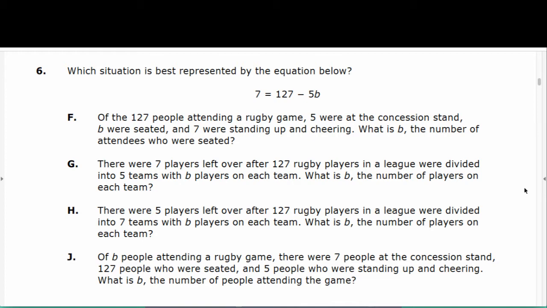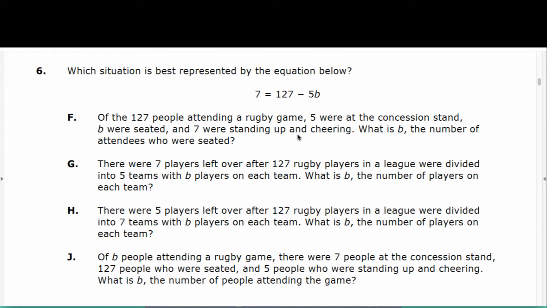G. There were 7 players left over after 127 rugby players in a league were divided into 5 teams with B players on each team. What is B, the number of players on each team? H. There were 5 players left over after 127 rugby players in a league were divided into 7 teams with B players on each team. What is B, the number of players on each team?